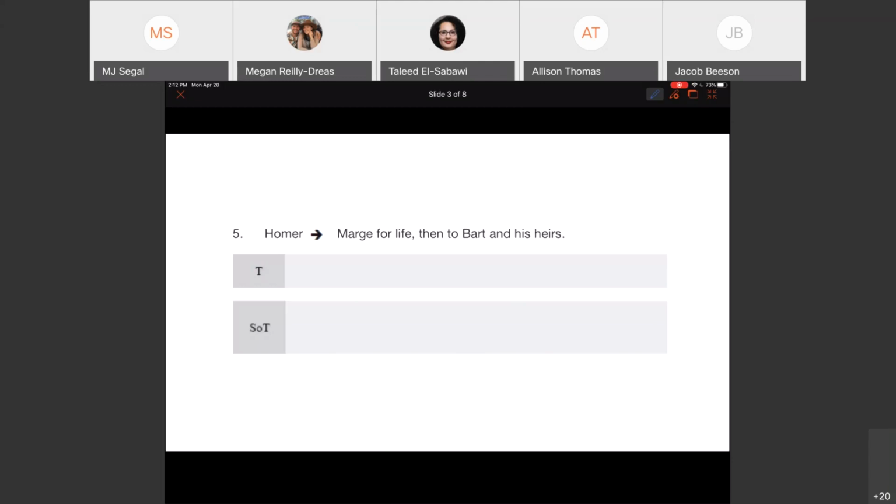All right, so. To Marge, then to Bart, and his heirs. So we have Homer to Marge, life estate, then to Bart in fee simple. This means Marge has a life estate, and then Bart has a vested fee simple. We all follow with that one? Easy problem. It's our warm-up.